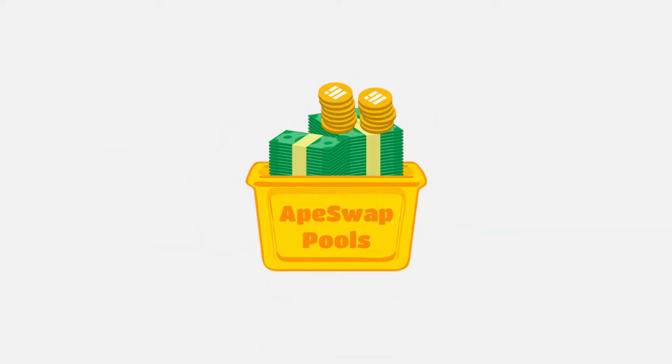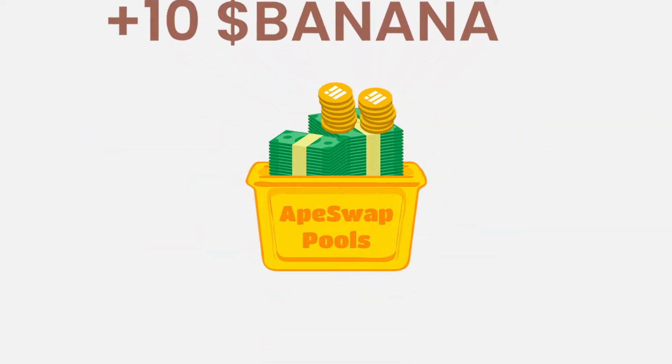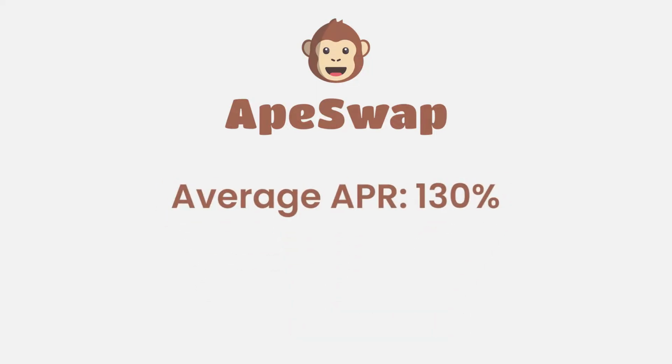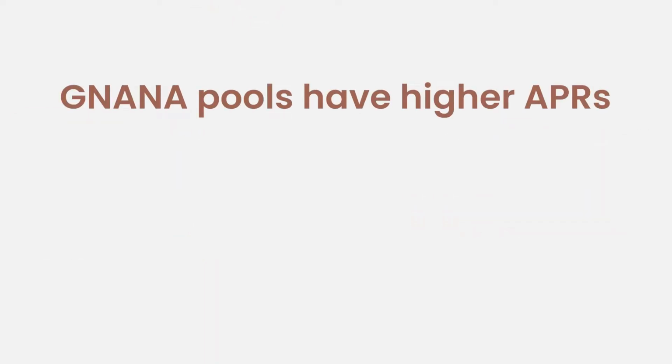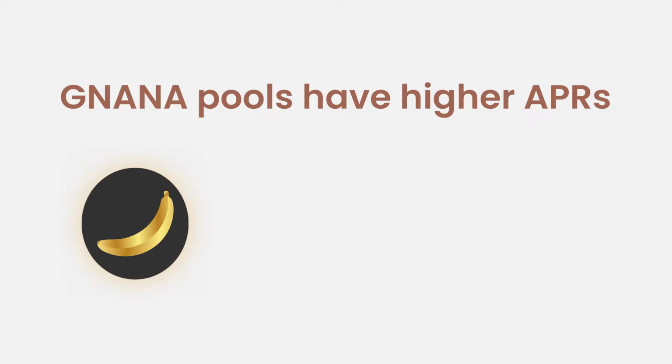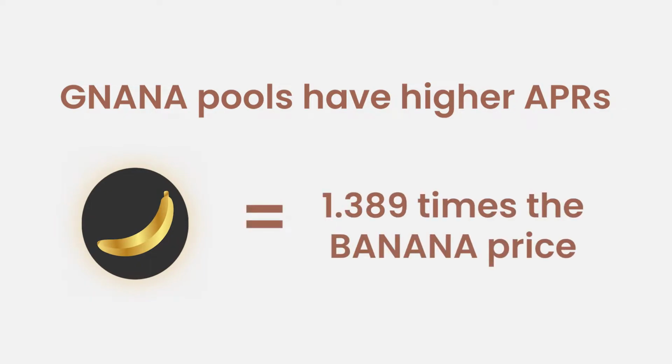ApeSwap Pools are one of the simplest ways to earn tokens on ApeSwap. ApeSwap has the highest and most consistent APRs over any other established protocol. By staking Banana or G-Nana, you can earn Banana or tokens from projects that work with us. Usually, G-Nana pools have higher APRs, and each G-Nana is valued at 1.389 times the Banana price.